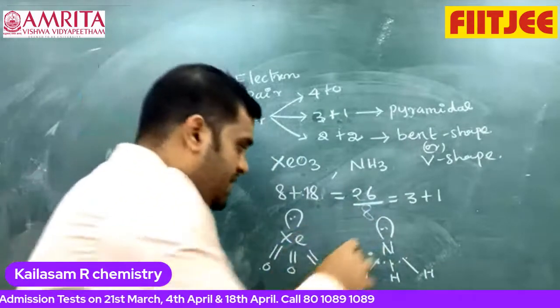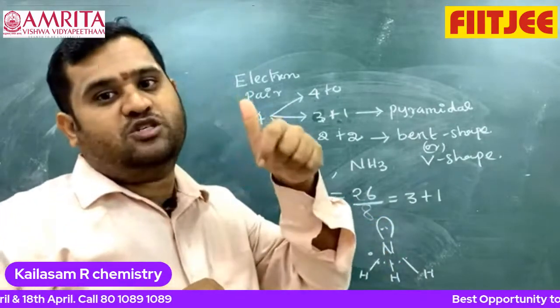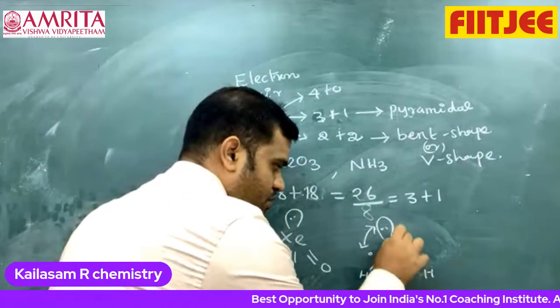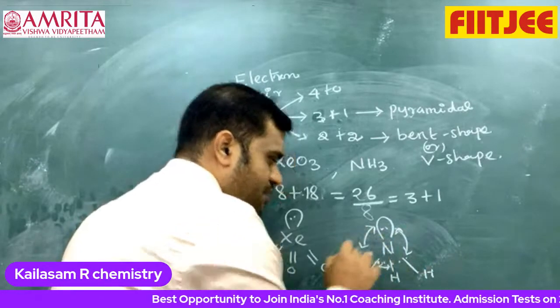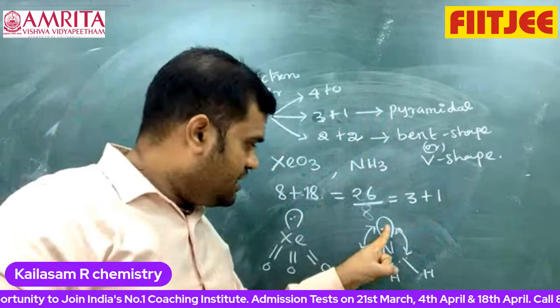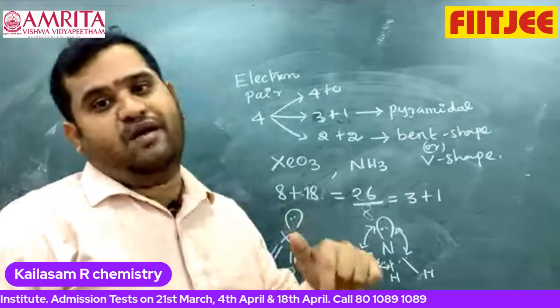Look at this. What is happening? This is the lone pair. This is the bond pair. We can say the lone pair occupies more space than the bond pair. Therefore, there is lone pair as well as bond pair repulsion. Which repulsion is maximum? I can say lone pair-bond pair repulsion is maximum. Therefore, the bond angle decreases to 107.